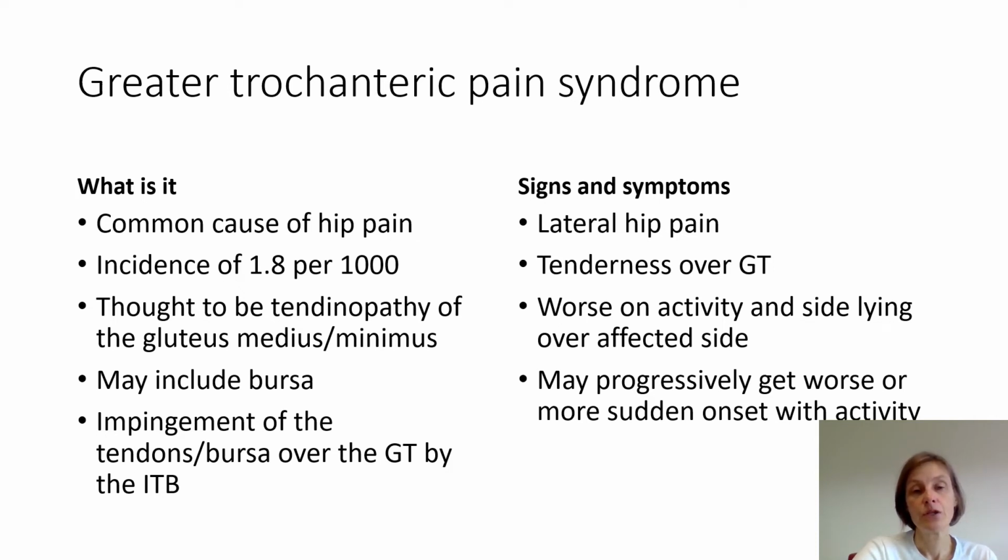And the source of the pain is thought to be compression of the tendons and/or the bursa over the greater trochanter by the iliotibial band. So you get impingement of the medius and minimus tendons by the iliotibial band. This causes lateral hip pain and tenderness over the greater trochanter. Generally it's worse on activity and side-lying on the affected side. It may progressively get worse over a period of time, but it can also occur with a more sudden onset with a bout of sustained physical activity.